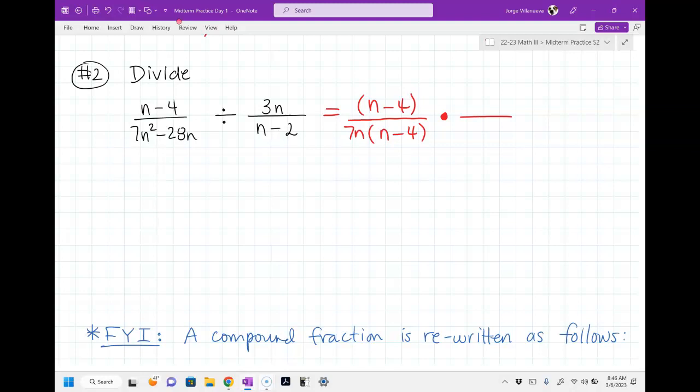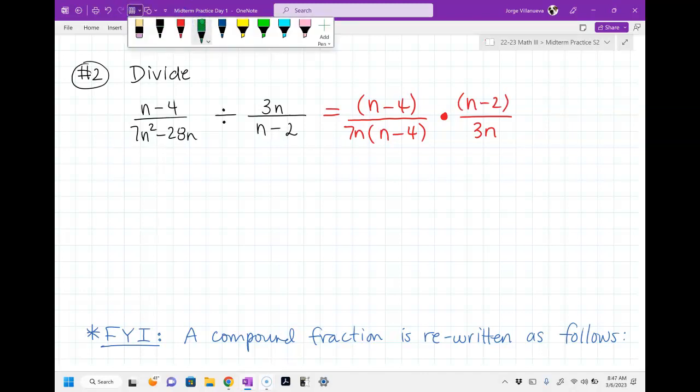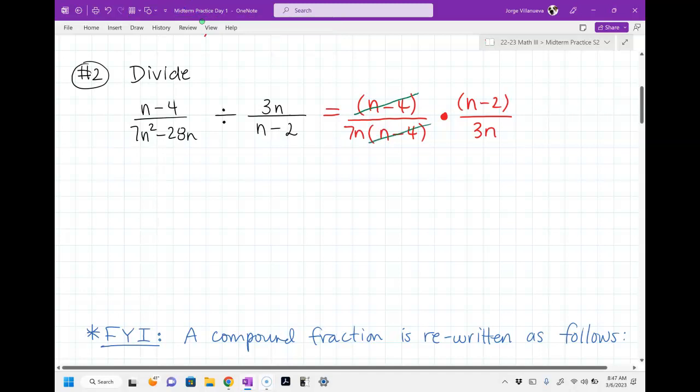But let's see, 3n, can I factor anything out of 3n? No, right? So remember, don't write it on top. That goes on the bottom because you're flipping the fraction. The n minus 2, is there anything I can get rid of from n minus 2? No, so that's going to be n minus 2. All right, I can cancel, we said, right? I can get rid of n minus 4, n minus 4.